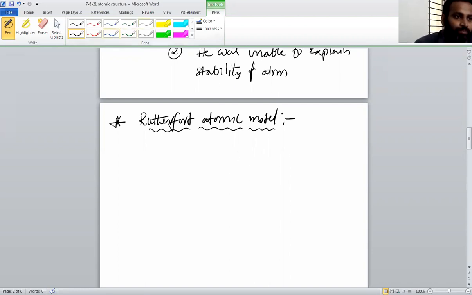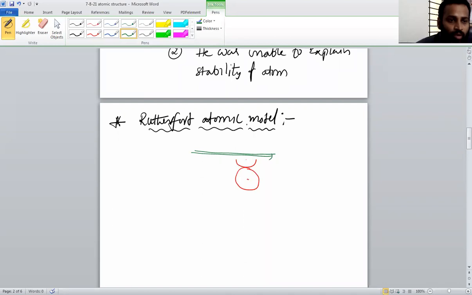To give that information, he did one experiment. He considered thin gold foils, spherical in manner. These are the gold foils, and the gold foils consist of a nucleus. This is the nucleus. And through the gold foils he sent alpha rays. Alpha rays he sent through the gold foils.